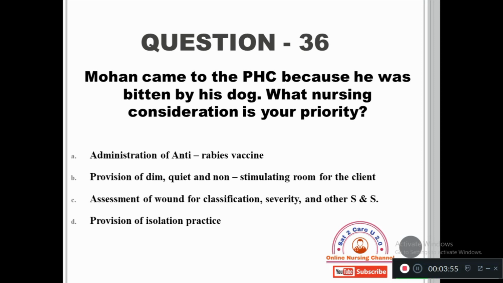So in this case, the priority intervention should be assessment of wound for classification of severity and other signs and symptoms. We can give anti-rabies vaccine, but without assessment, we cannot determine whether the vaccine is needed or not. So we must assess and find the severity of the wound, and we must classify which type the wound is, then only we will go for administering anti-rabies vaccine.